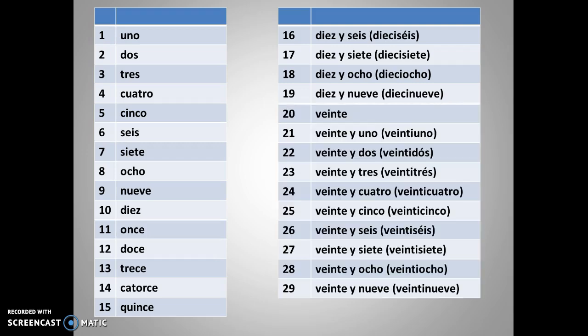Since you need to know up to 30 minutes, you need to know 20 through 29. 20 is veinte, and then again, these numbers have options of using the three words, literally veinte y uno, or veintiuno, 21. Notice where there are accents, and notice that the E is dropped off veinte, the Y becomes an I. So there are some differences, but it's 20, 21, 22, 23, 24, 25, 26, 27, 28, and 29.